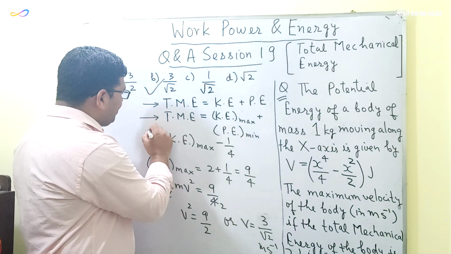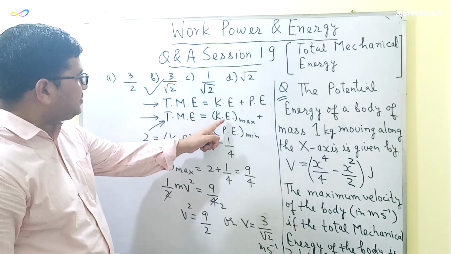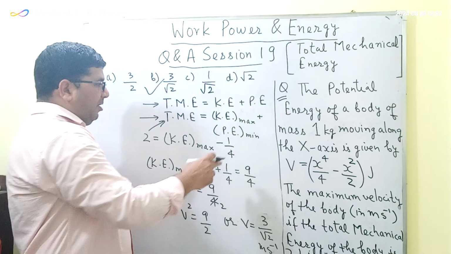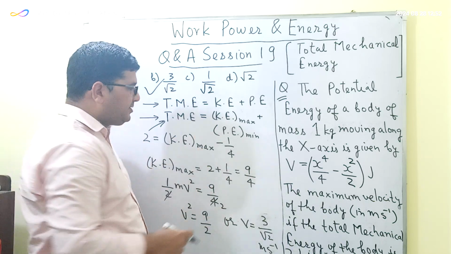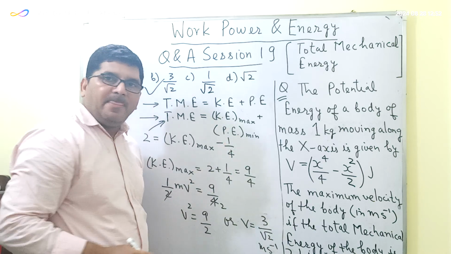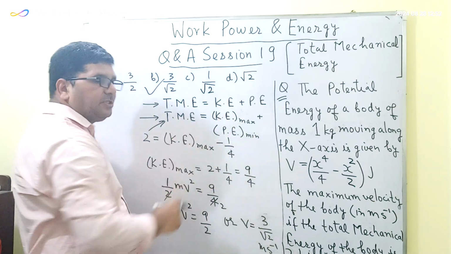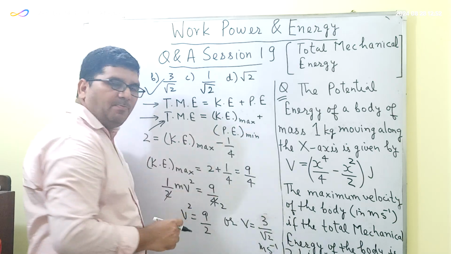So here in this question I have used this equation, that is the total mechanical energy is equal to the sum of the maximum kinetic energy and the minimum potential energy. Now, in order to find the maximum velocity, we have to find the maximum kinetic energy, and for that I have to find the minimum potential energy, because the total mechanical energy is equal to the sum of the maximum kinetic energy and the minimum potential energy.